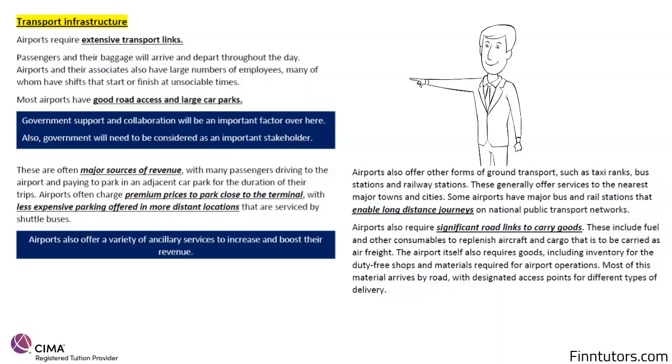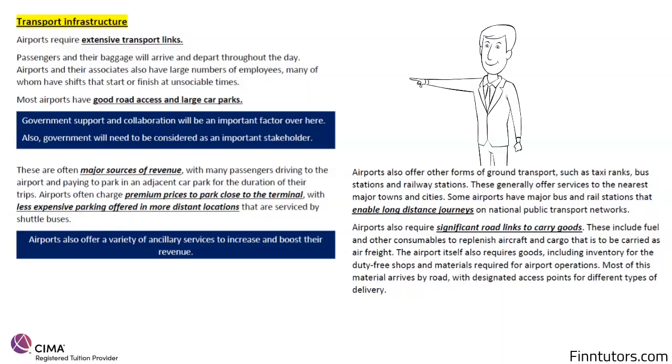When we go forward and speak about the operations of our company Arrfield, we'll see, do our airports have a good connection? Because that is vital, right? Most airports have good road access and large car parks. In this case, the government becomes an important stakeholder, because government support and collaboration will be an important factor. The roads, the infrastructure, the approach roads, the approach services are provided by the government, right? So the government becomes an important stakeholder as part of your business.